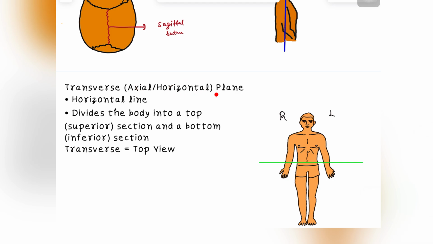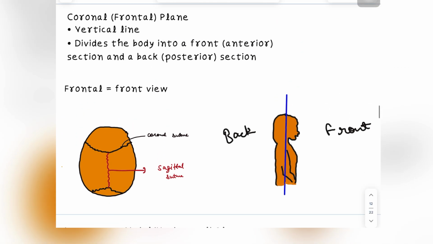Or transverse plane, or axial or horizontal plane. So the coronal plane is a vertical line which divides our patient into front and back regions, also known as anterior and posterior. The simple thing to remember is frontal view is equal to front view. So when we are seeing from the front, it is the coronal plane, and a suture is named after it, the coronal suture. As you can see in this diagram, this is the coronal suture.